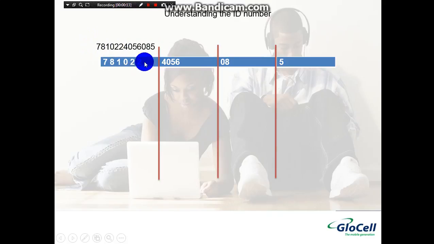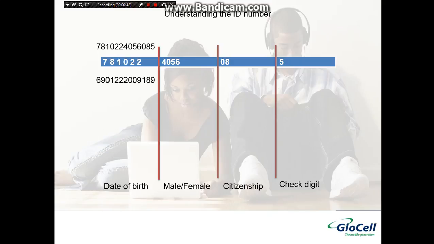The first 6 digits tell us your date of birth, and the next 4 digits tell us whether you are a female or a male. If your number starts here with 0, 1, 2, 3, 4, that tells us that you are a female. And 08 tells us your citizenship, that you were born in the country. And the last number is just a check digit.